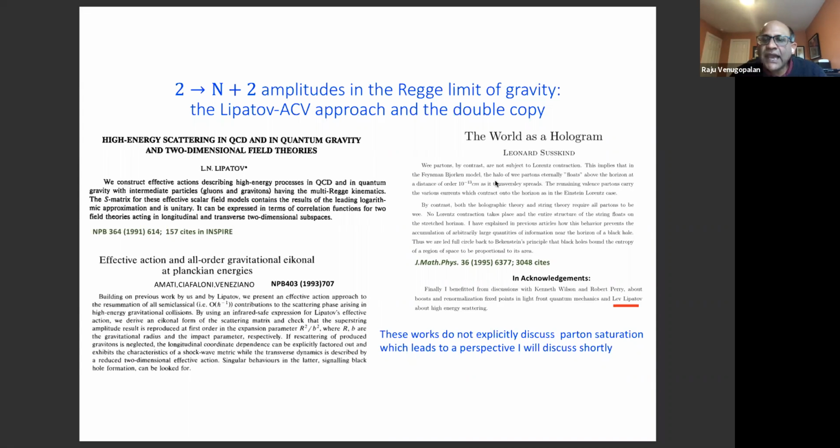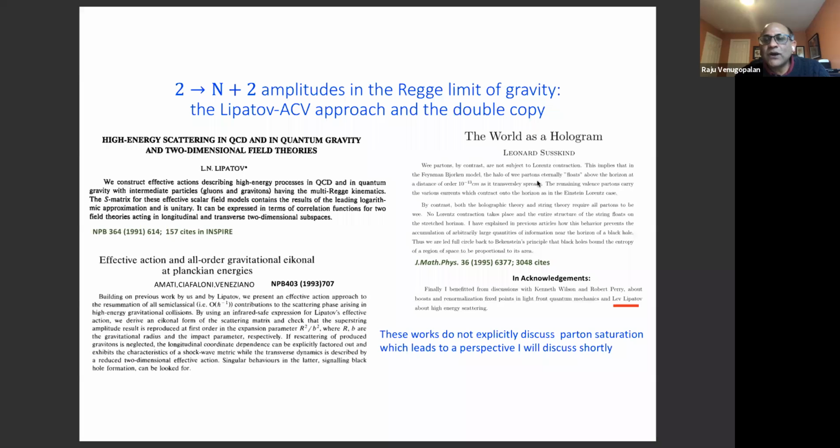And he then argues that all the information is contained in the horizon, and that's what gives you an area law and so on, in terms of Bekenstein's principle. And he also, I should mention, acknowledges discussions with Lipatov on high energy scattering in this paper.